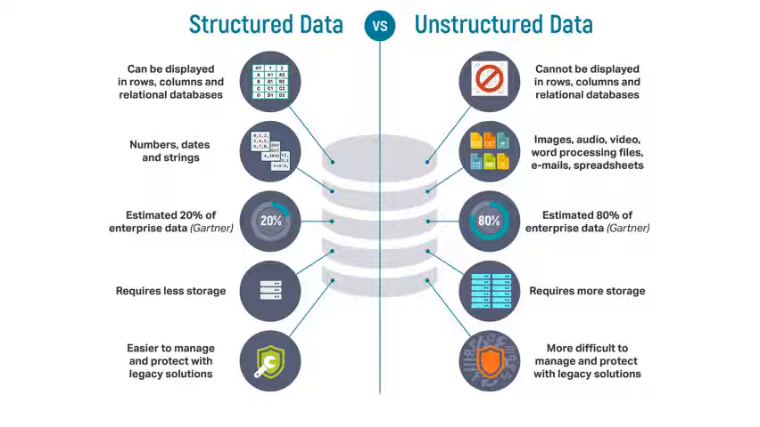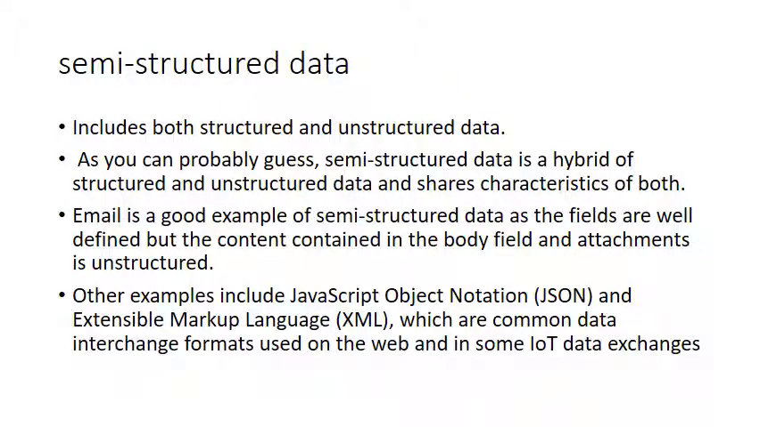For unstructured data, we can't display the data in row and column terms like a database, and it contains images, audios and videos, with some randomness in all the types of data. It requires more storage, because video, audio and images always take more storage, and it's very difficult to manage because accessing and storing this data requires strong algorithms, so unstructured data is a little bit difficult to manage.